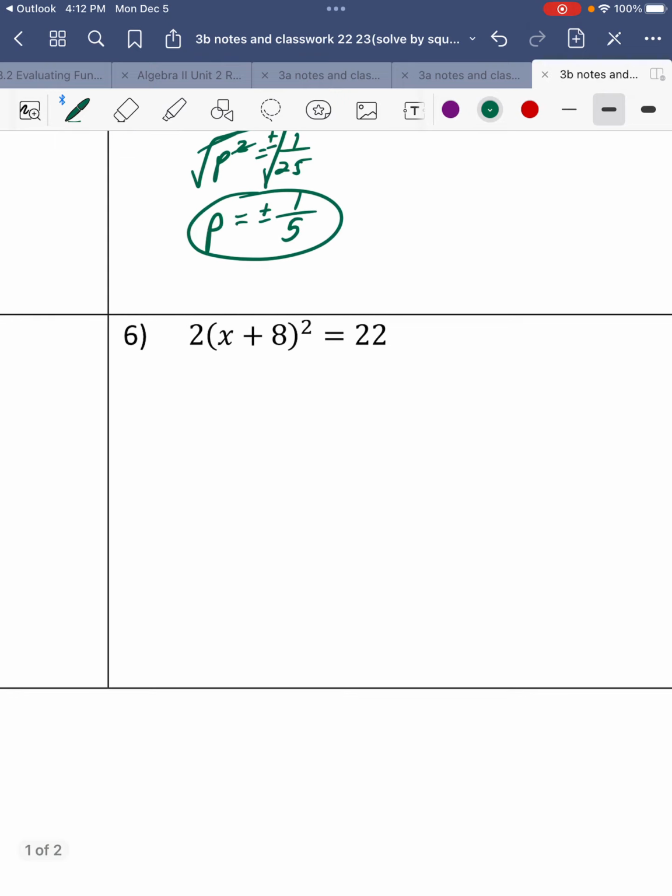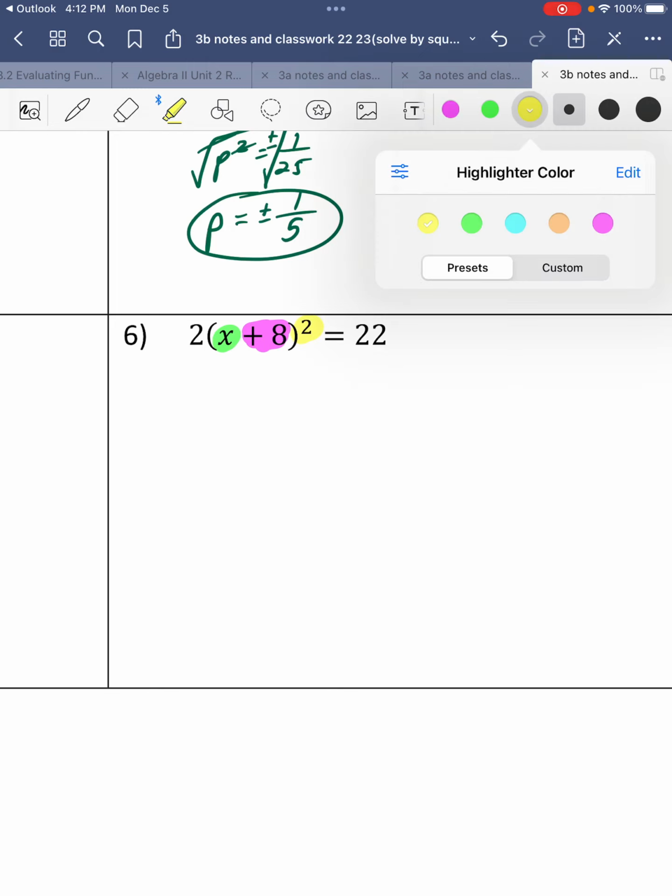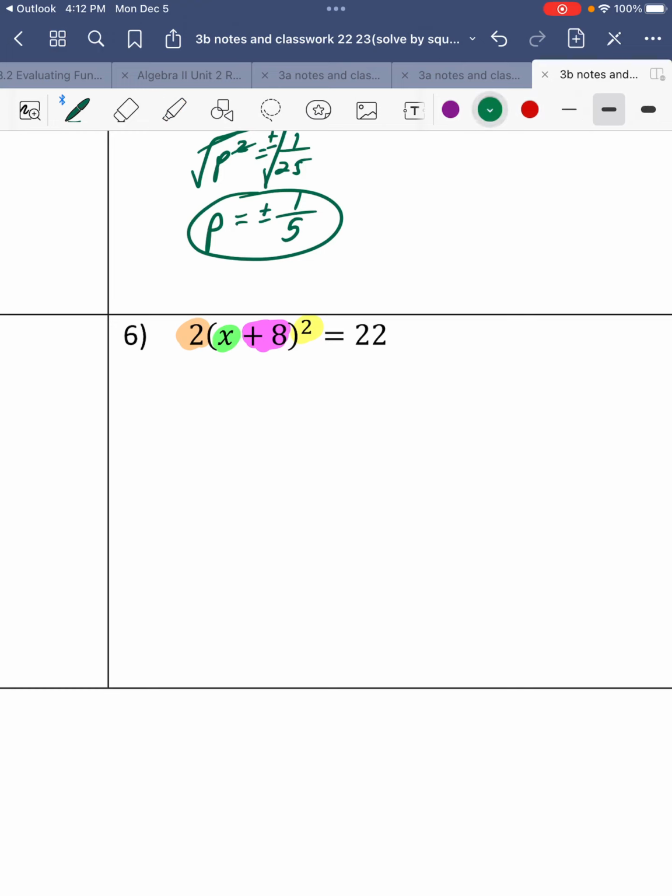Number 6. For this problem, I know that with the parentheses, there's not going to be a greatest common factor. For this, I have to think from the x, what's the order of operations? You have to add 8 first from the x. After that, you would square it. And lastly, you would multiply by 2. You need to do the reverse order of that. So the opposite of multiply by 2 is divide by 2. So that would be your first step in solving this equation.